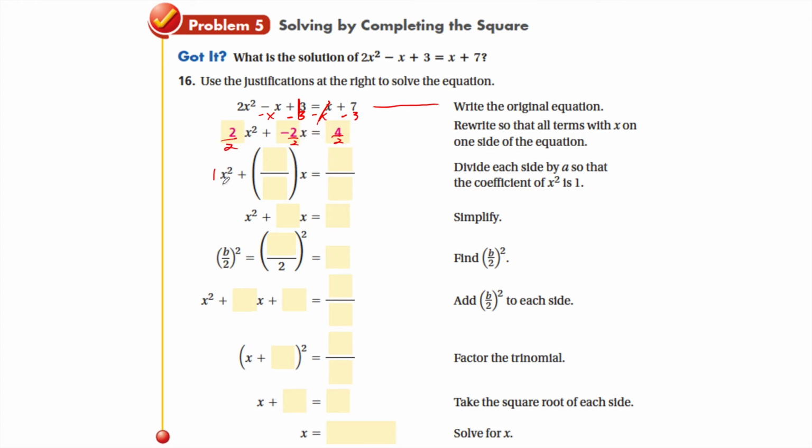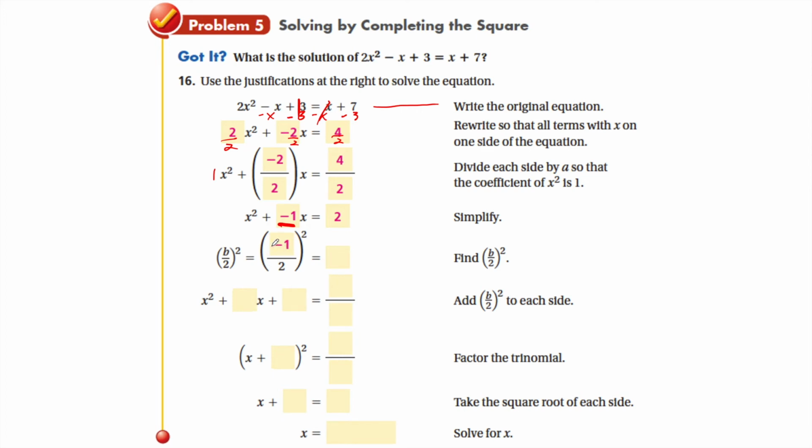So you'll get x squared plus a negative 2 over 2 times x, which is what we kind of showed up here, equals 4 divided by 2. So we can simplify everything down. So we get x squared plus a negative 1x is going to have to equal a positive 2. And then we have to figure out, what does our b equal? Well, our b is given. It's negative 1. So I'm going to plug in that negative 1.